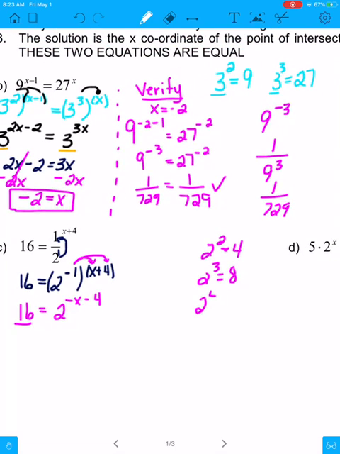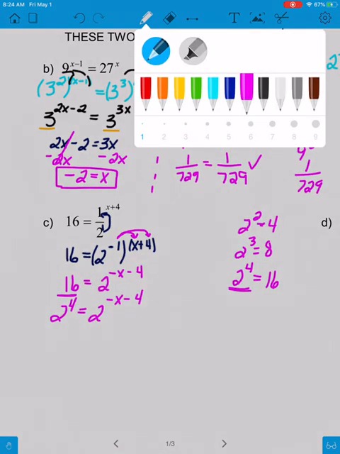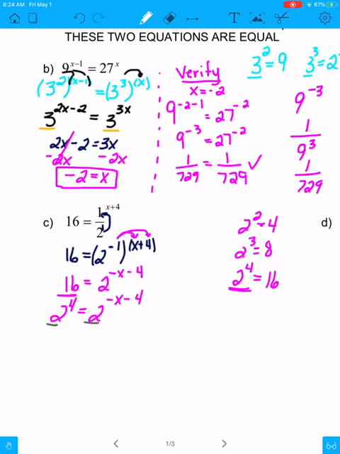2 to the 4. I have a dead zone on my iPad. 2 to the 4 is 16. That is helpful. Some of you will go 2 times 8. Not helpful. Remember, you need to make it be a base to an exponent, or we can't make common bases. So for 16, I can replace it with 2 to the 4. So I'm going to say 2 to the 4 equals 2 to the negative x minus 4. And now, base and base are the same, so I can set my exponents equal. 4 equals negative x minus 4.